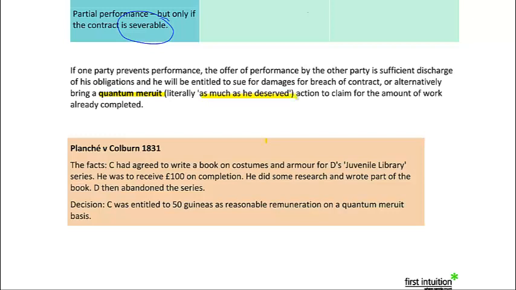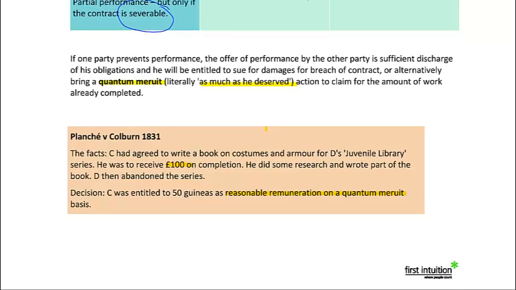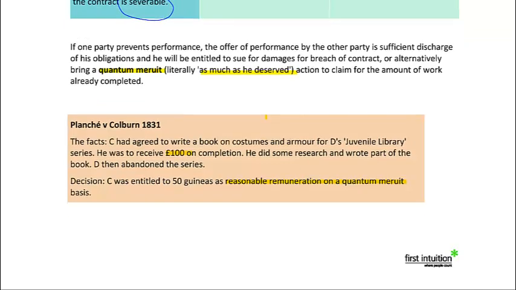So the lead case on that is a very old case called Planché v. Colburn. And in that case, Colburn was engaged to write a series of books. He did some research, started the work on the book, but then abandoned the series. Now, although his completion fee was £100, he hadn't earned that because he hadn't completed the contract. But as he was prevented from completing the project, he was entitled to claim a payment for the work that he'd actually done. Reasonable remuneration under the principle of quantum meruit. And in that case, reasonable remuneration was held to be 50 guineas.